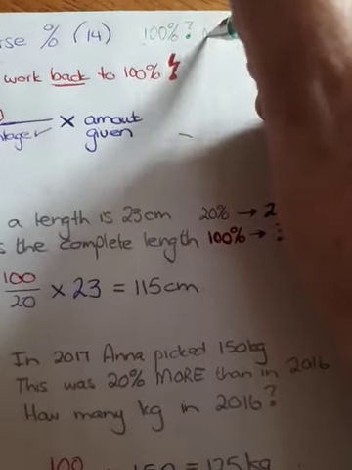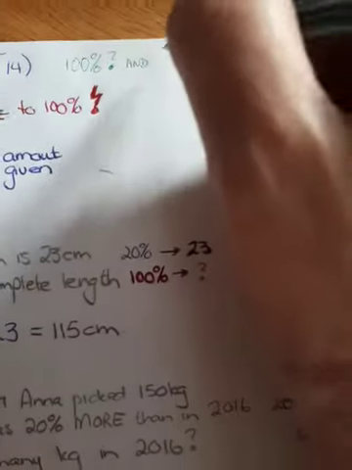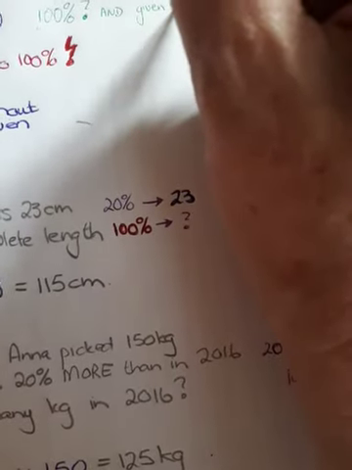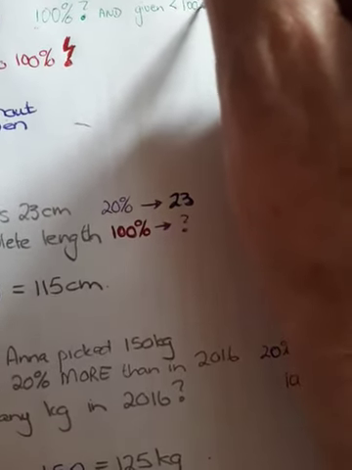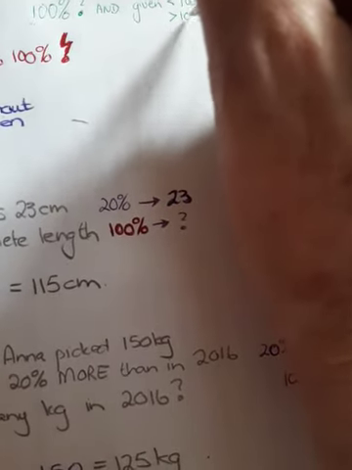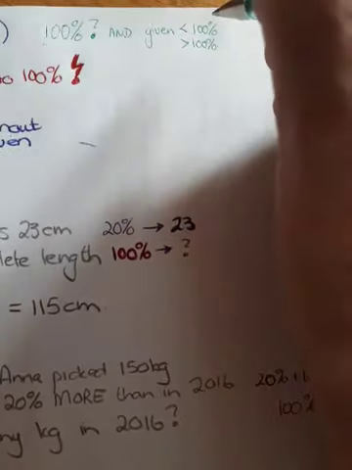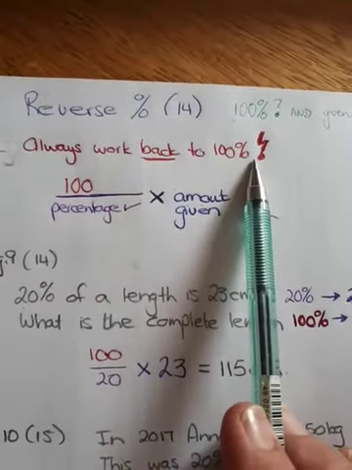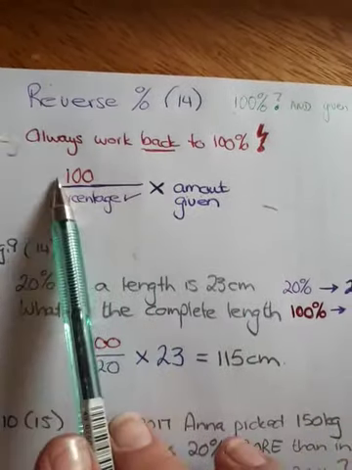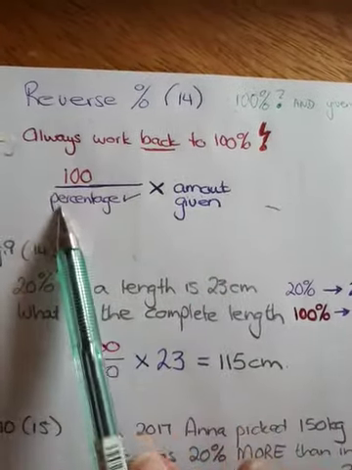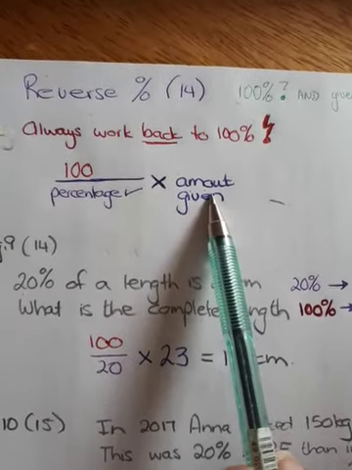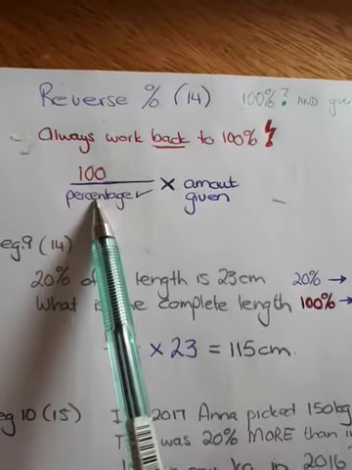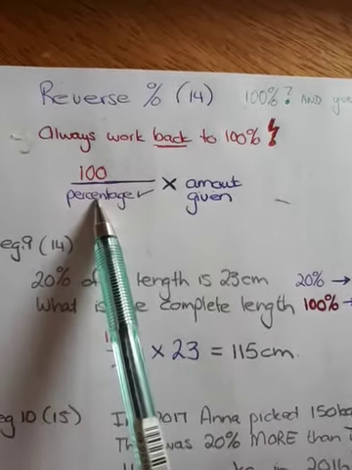And importantly, the percentage that is given will either be less than 100% or more than 100%. This means we will always work back to 100%. This standard formula you must learn and remember, because you will always apply it. You will always put your 100% at the top, and the percentage that is given is at the bottom.